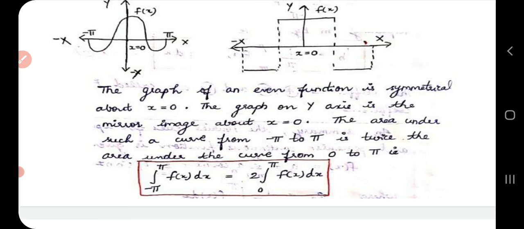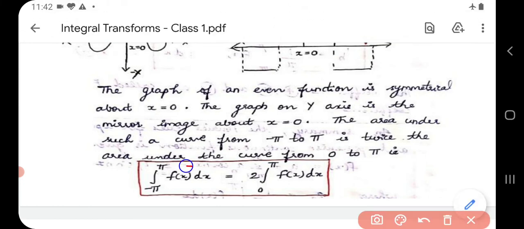from 0 to pi. It is nothing but, if you have a function f of x and suppose that it is an even function, then that function's integral from minus pi to plus pi will be equal to twice the integral from 0 to pi of f of x dx. This is only in the case of an even function.